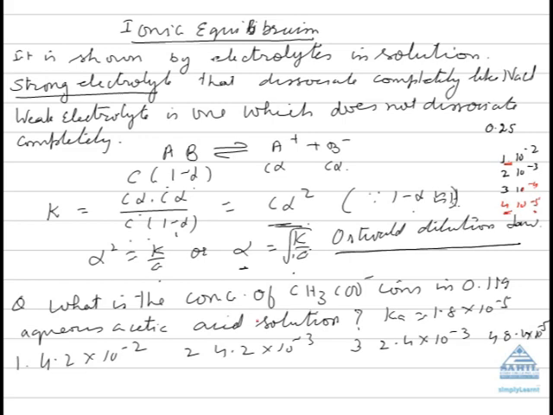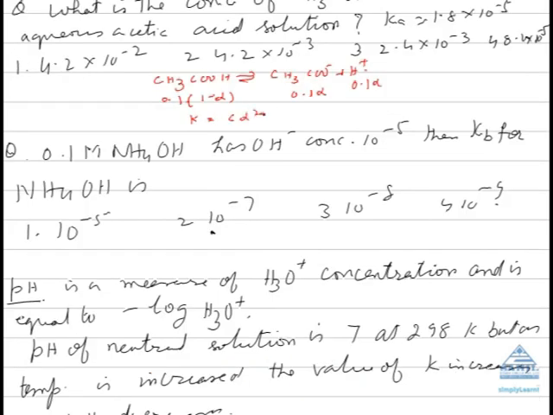Look at the question. What is the concentration of acetate ion in 0.1 molar aqueous acetic acid solution? Ka is given to you. So while solving these questions, let us write the dissociation of acetic acid. Now its concentration which is given to you is 0.1. Suppose alpha is the degree of dissociation. So acetate ion will be 0.1 alpha. Hydronium ions will also be 0.1 alpha. Now K will be equal to C alpha square, and he is asking the concentration of acetate ions.